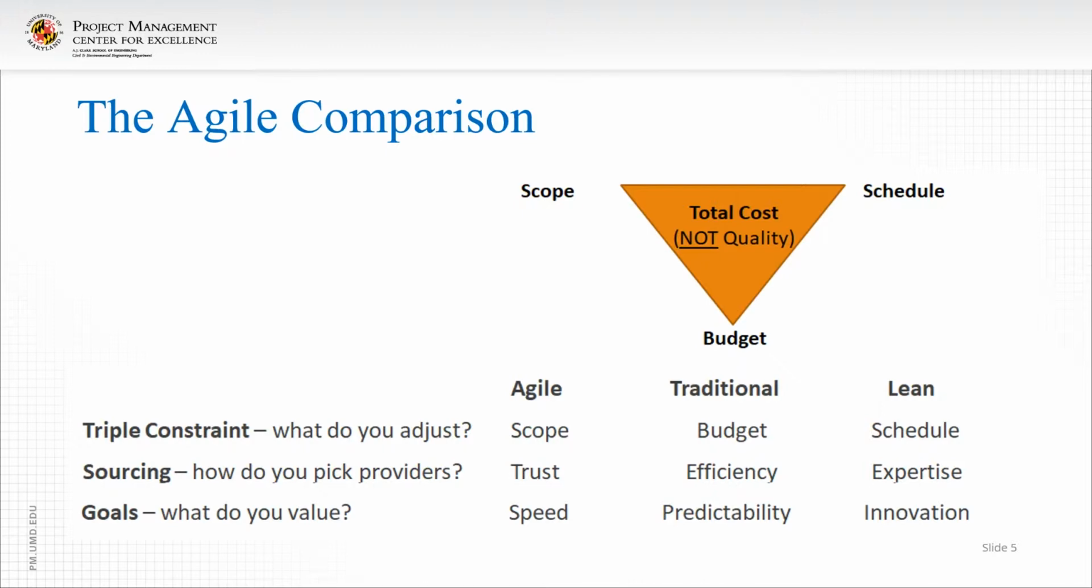In terms of traditional, it's all about predictability, knowing when you're going to get something and being able to get what you want. So that's why you're using a traditional approach: to predict what you're going to get. And then finally, in lean, what we're looking for is solving a problem. We have a problem that we need to solve. We need an expert to solve it. The question is, how long is it going to take?